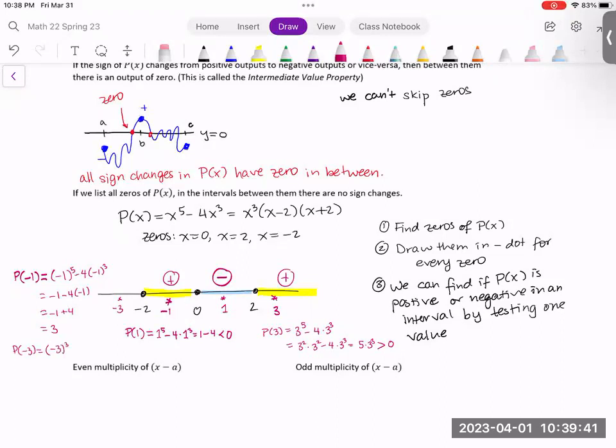So we get -3 to the 5th minus 4 times -3 cubed. So this is 9 times -3 to the 5th, 3 cubed, minus 4 times -3 cubed. This is going to be 5 times -3 cubed, which is negative.